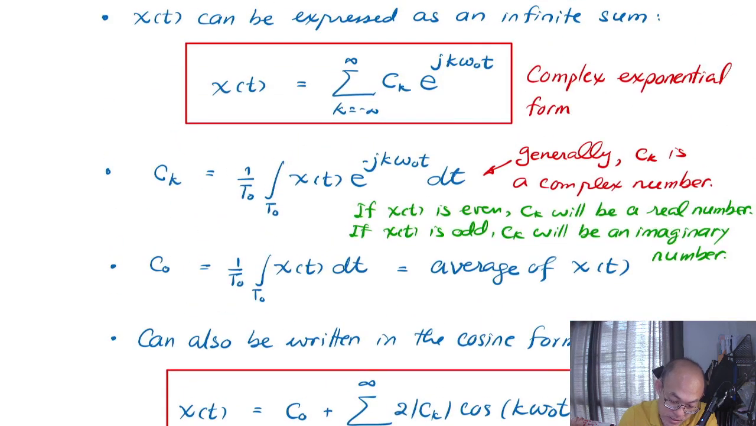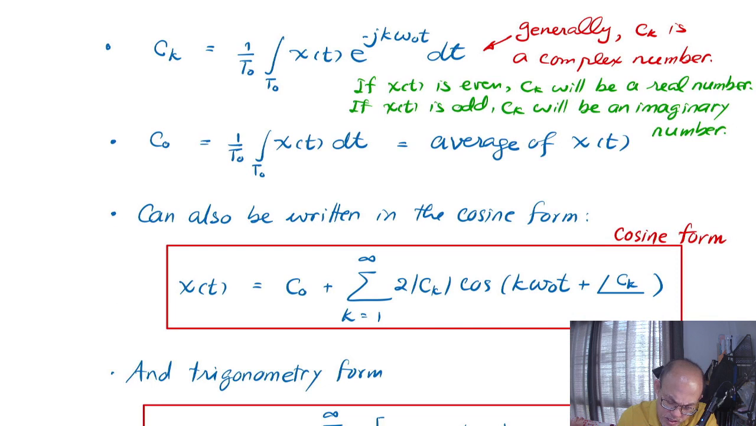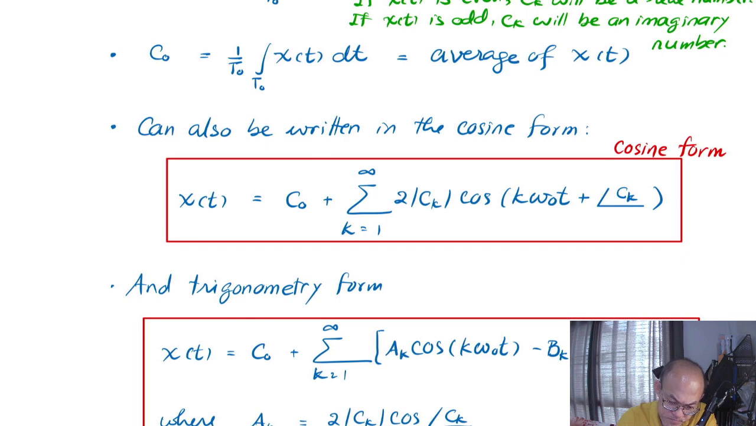Now the complex exponential changes into cosine. The frequency of the cosine is k omega 0, and the amplitude of the cosine is twice the magnitude of ck. So you have to be careful here. This is the magnitude of ck. It is not ck, it is the magnitude of a complex number. So for example, if c1 is 3 plus j4, then the magnitude of c1 will be 5.